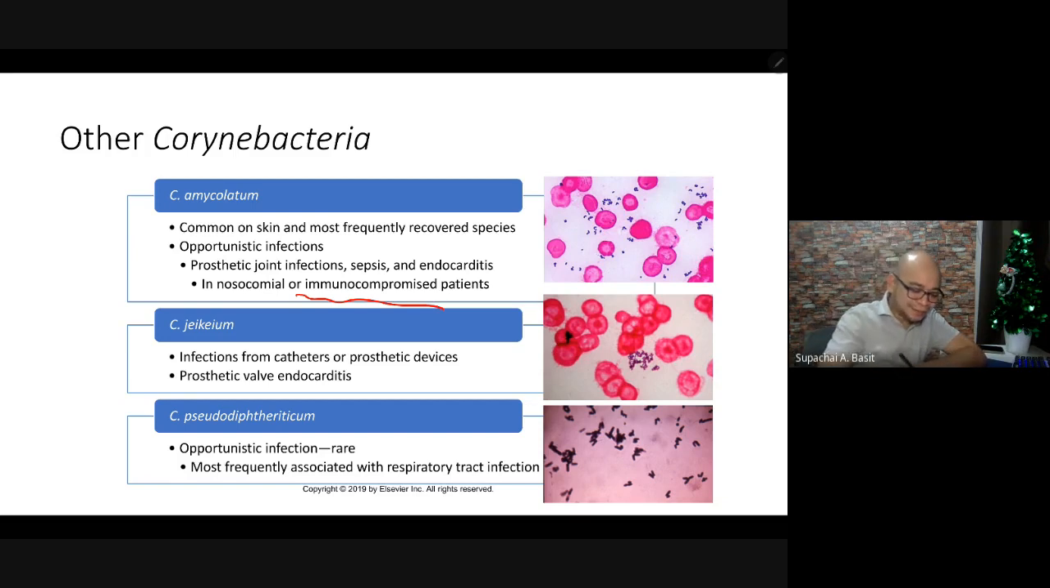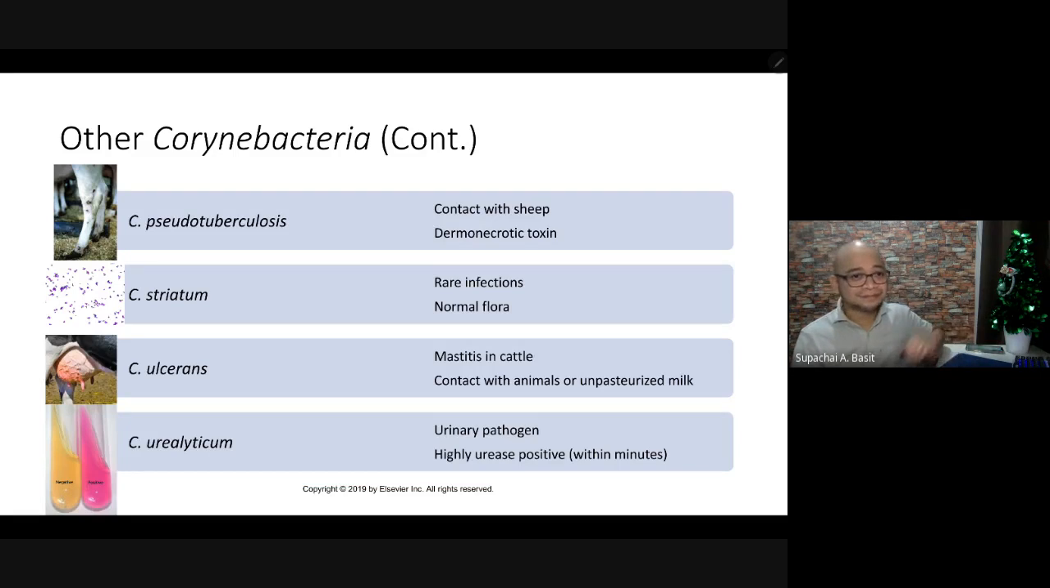In some texts they call it JK. Infections from catheters or prosthetic devices. If it's in a prosthetic device, for example a prosthetic valve, it may even affect your heart, causing prosthetic valve endocarditis. And then Corynebacterium pseudodiphtheriticum is another rare opportunistic infection, and it is most frequently associated with respiratory tract infection.